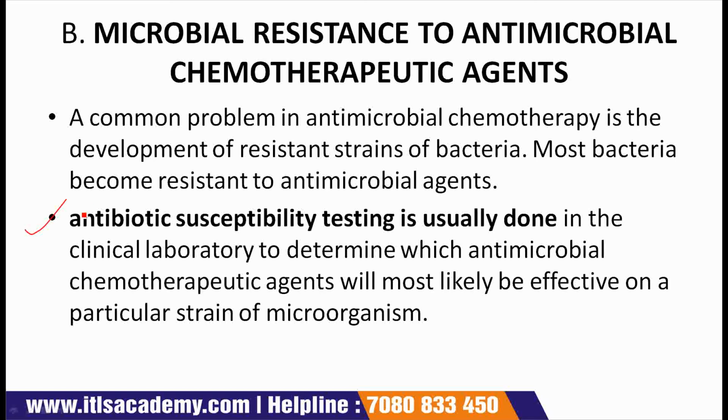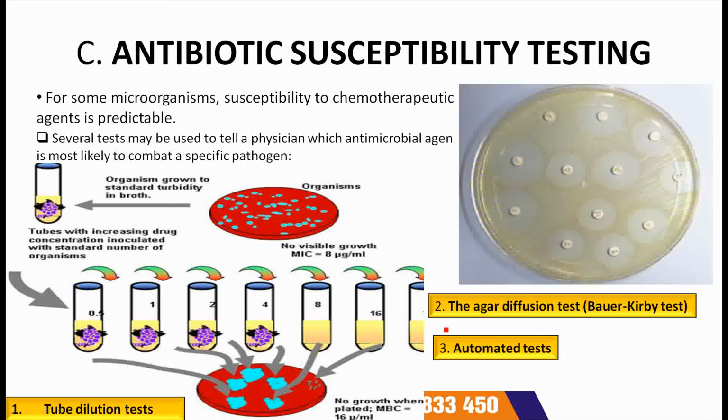Next point is antibiotic susceptibility testing is usually done in the clinical laboratory to determine which antimicrobial chemotherapeutic agent will most likely be effective on a particular strain of microorganism. Other objective is antibiotic susceptibility testing.